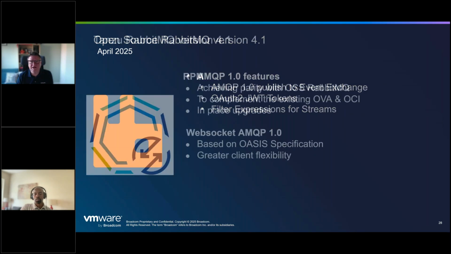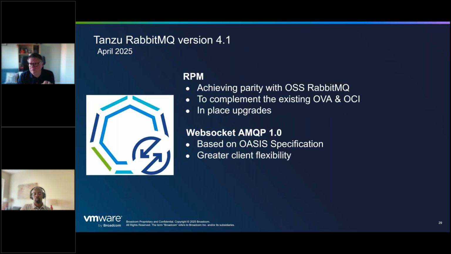I mentioned earlier in my overview that we've got an RPM, so we now have parity with open source RabbitMQ. So it makes it easier for in-place upgrades. Some folks struggle with in-place upgrades with the OVA, for example. So the RPM is a little bit more flexible there.